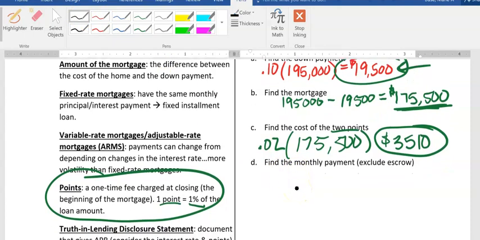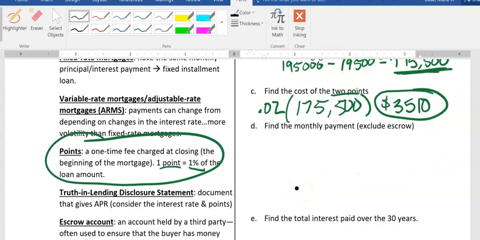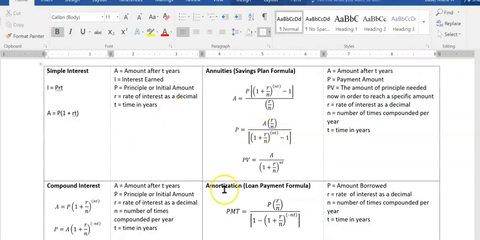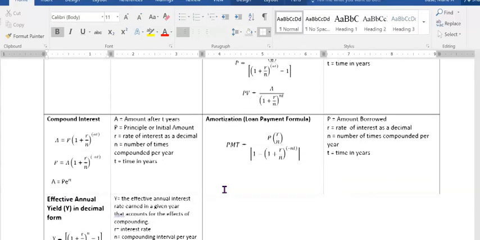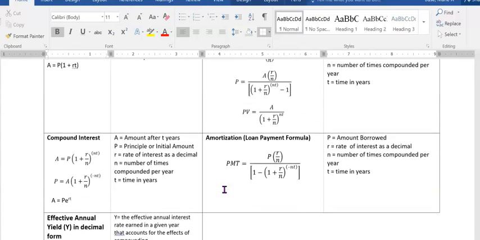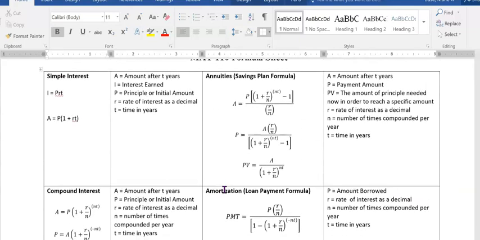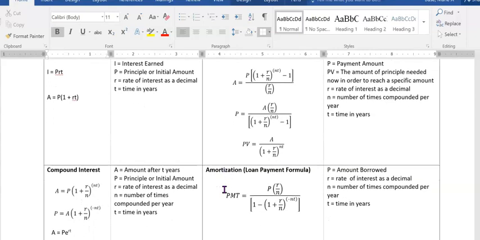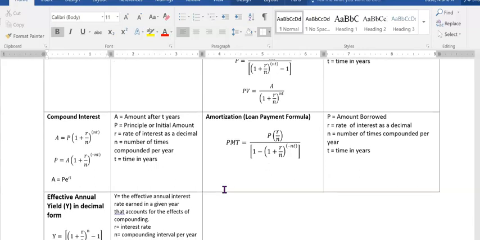Okay, and now question D here says find the monthly payment. We're going to exclude escrow and that type of stuff. Now this is where you're going to want to pull your formulas. So here we have, this is not the only formula sheet that there is, but this is some of the formulas from the section. That's what I'm trying to get at.